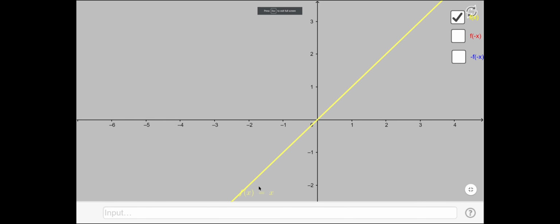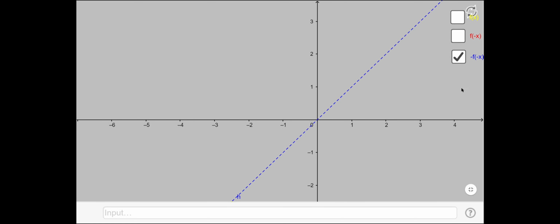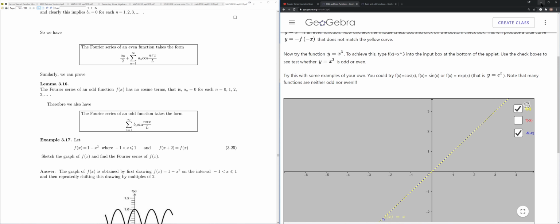I'll just do it over here. So this is f(x) = x. f(x) = x is not even, because if you reflect in the y-axis, you don't get back the same graph. However, if you rotate it 180 degrees about the origin, or you reflect in the y-axis and reflect in the x-axis, you get back the same graph. So you see graphically here that f(x) = x is actually an odd function.